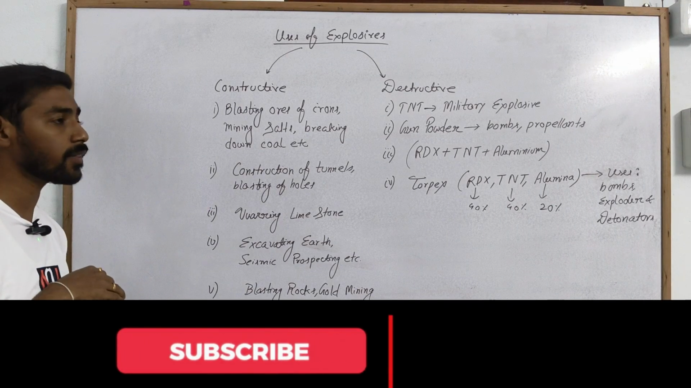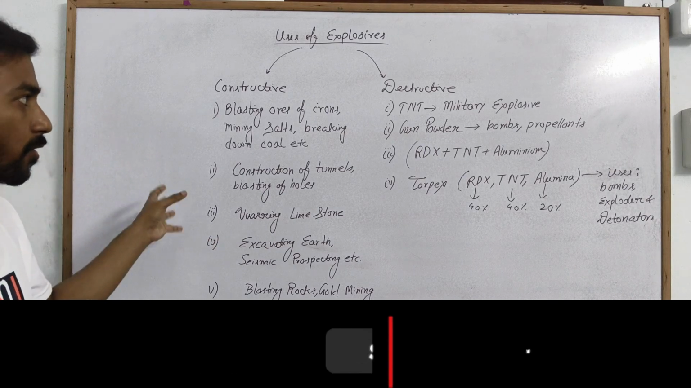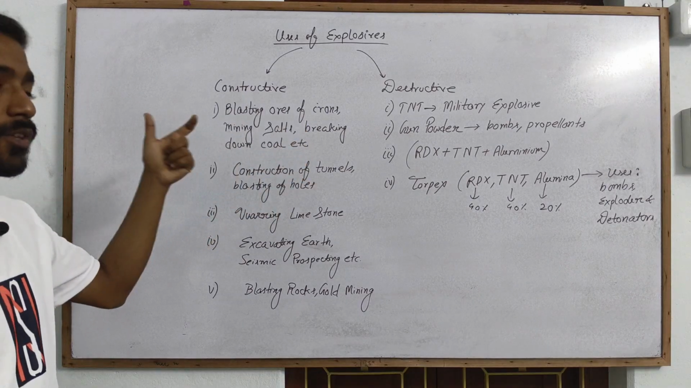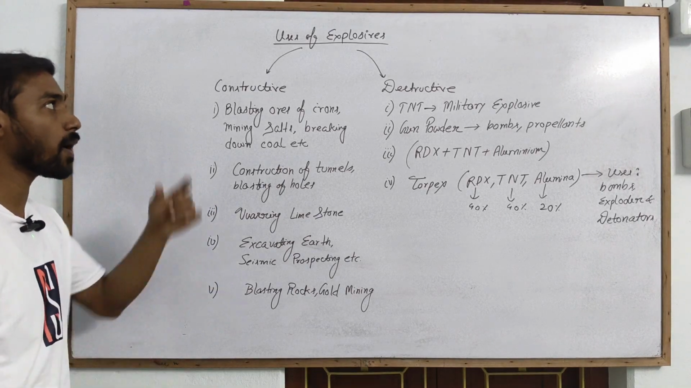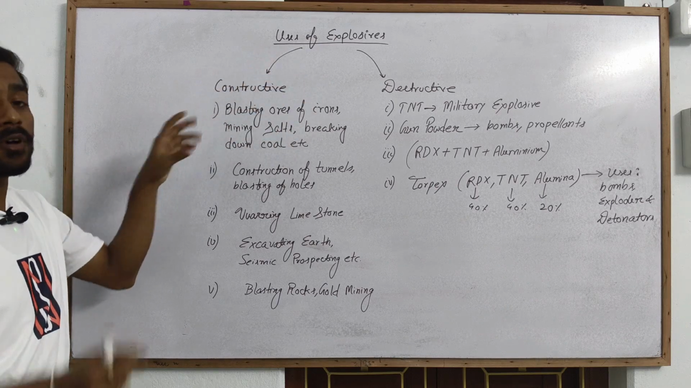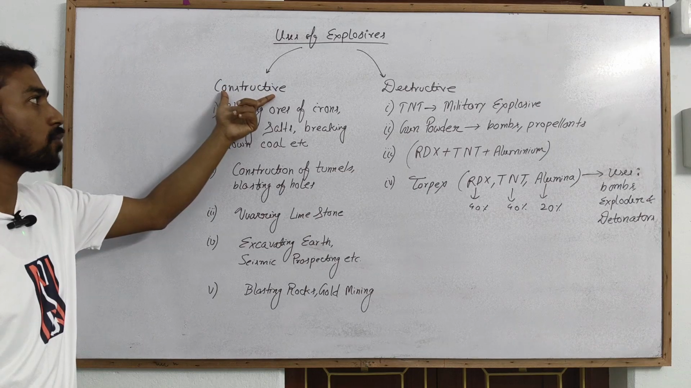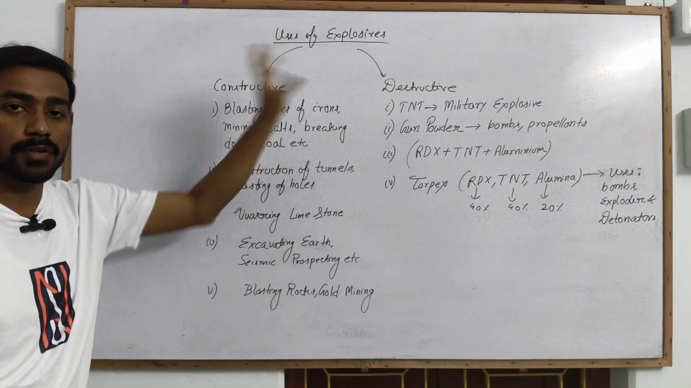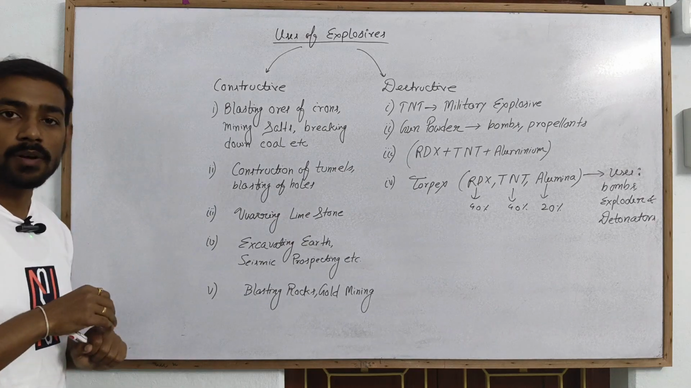This is the overall first part of chemical explosives. Whatever we have learned in this: what is the definition of an explosive, what are the important characteristics of an explosive reaction, what are the important characteristics of a good explosive, what is the oxygen balance, and what are the usages. The usages can be classified under two categories, constructive usages and destructive usages.